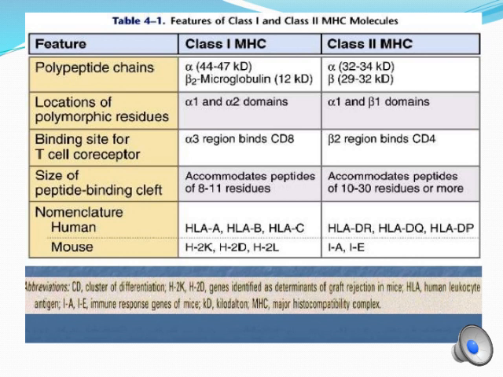Now, you have some certain nomenclature for class 1 MHC. In human, we call it HLA, that is human leukocyte antigens. So it's HLA-A, HLA-B and HLA-C. And in class 2 MHC, it's HLA-DR, HLA-DQ, HLA-DP. You need to know the names. And in mouse, it's H2-K, H2-D, H2-L in class 1 MHC. And for class 2 MHC, I-A and I-E.